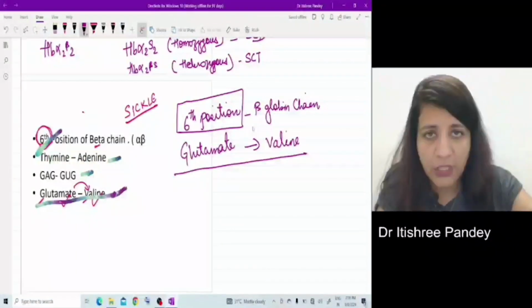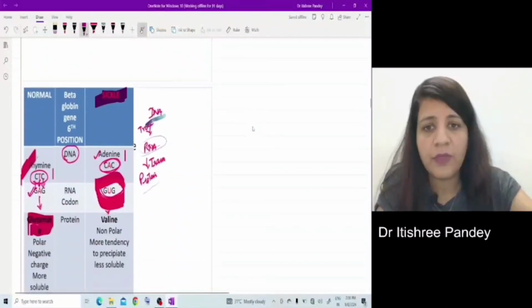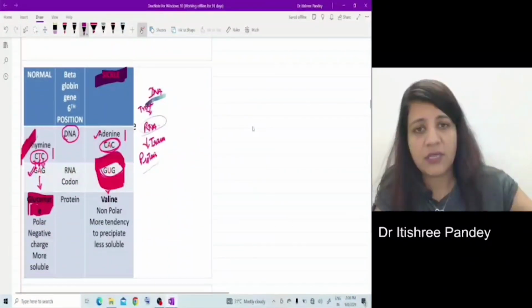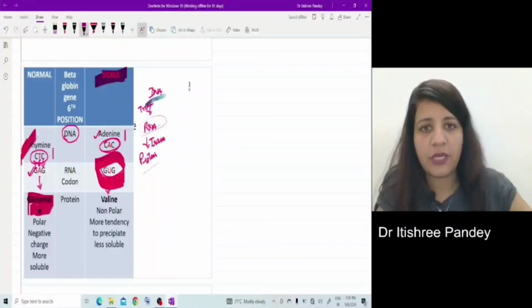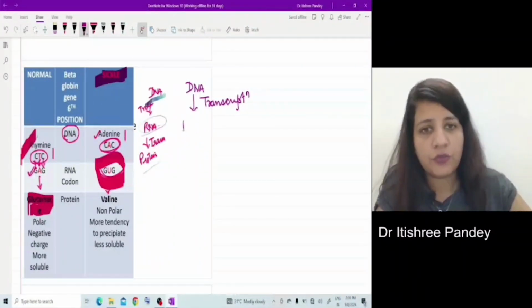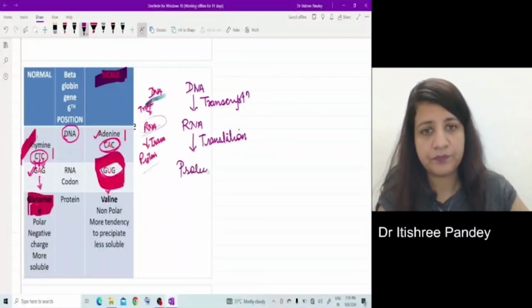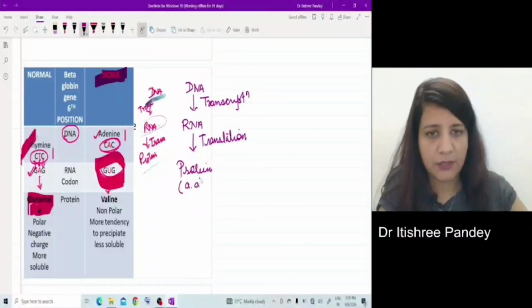Now we know that it is the genetic codon in which any alteration will lead to mutation. So now let us look at the synthesis of protein. We know that DNA undergoes transcription to form RNA, and this RNA undergoes translation to form proteins, that is, amino acids.